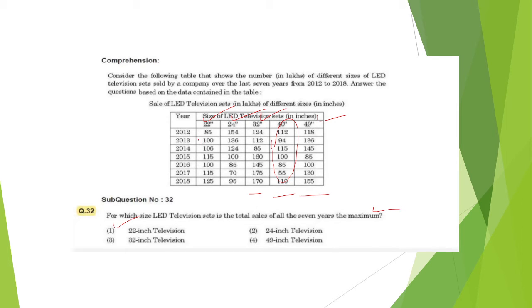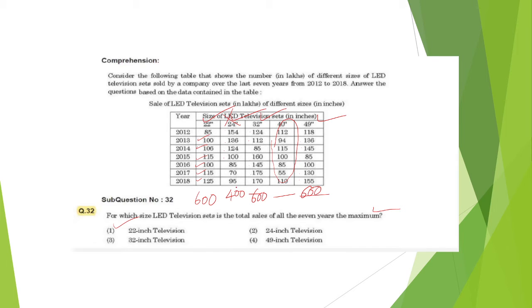First we will see 22, 24, 32 and 49 inches. Here in 22 inches, how many hundreds are there? 1, 2, 3, 4, 5, 6 hundreds are there. In 24 inches how many hundreds are there? 1, 2, 3, 4, only 4 hundreds. That's why it will not be maximum. We can eliminate this. In 32 inches, 1, 2, 3, 4, 5, 6 hundreds are there. That's why we have to do this. In 49 inches, 1, 2, 3, 4, 5, 6 hundreds are there. We have to do this also.